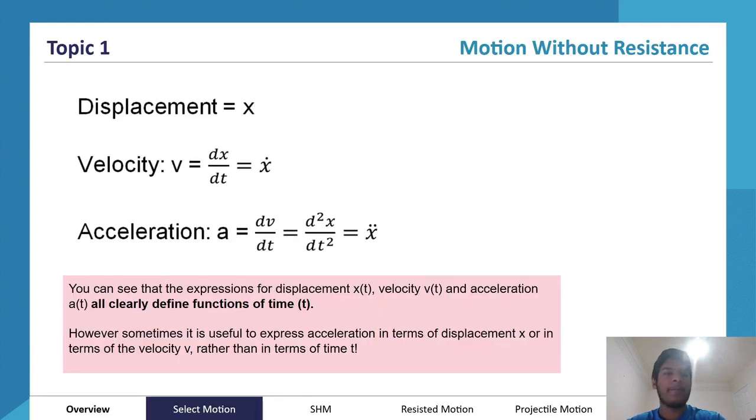Now, a bit of revision, obviously you would have seen this stuff in potentially year 11 or even earlier. The displacement function is given in terms of x. Velocity is v, and it's the time derivative of the position or displacement, and it's sometimes denoted as x dot, and dots, again, are often utilized to demonstrate the time derivative of a function.